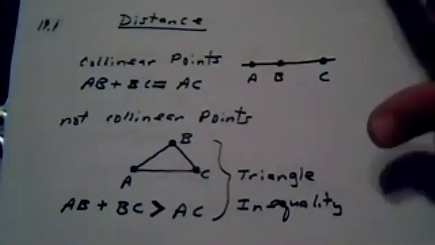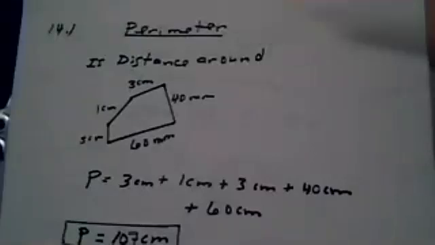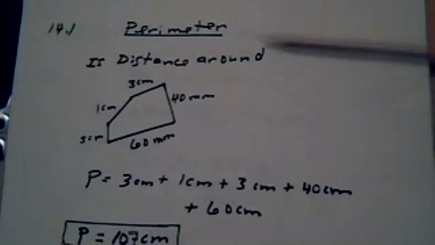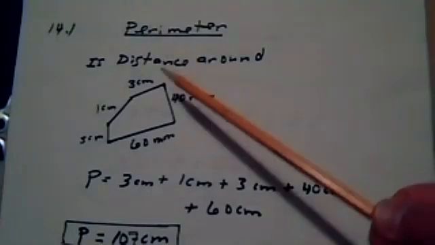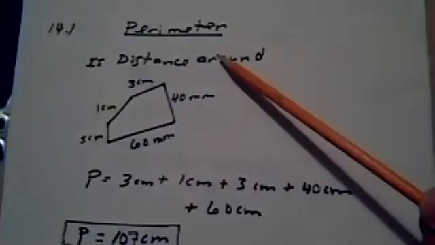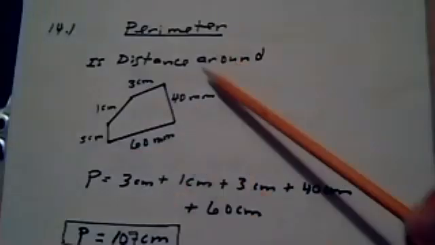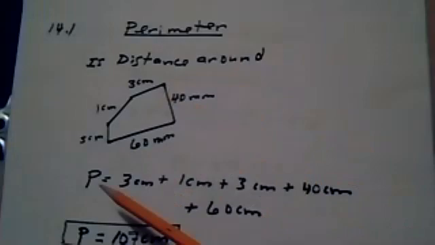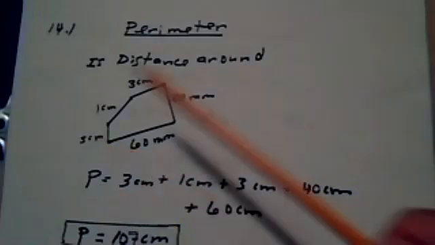Perimeter is a distance idea. Perimeter has to do with the distance around. So you just add all the numbers around. It doesn't matter where you start. So if you add all these numbers, all these distances, the perimeter would be 107 centimeters.